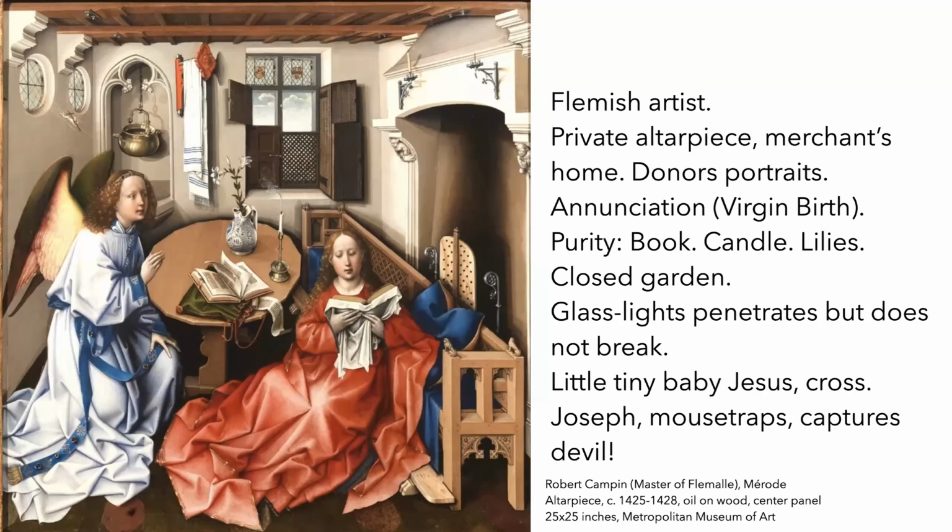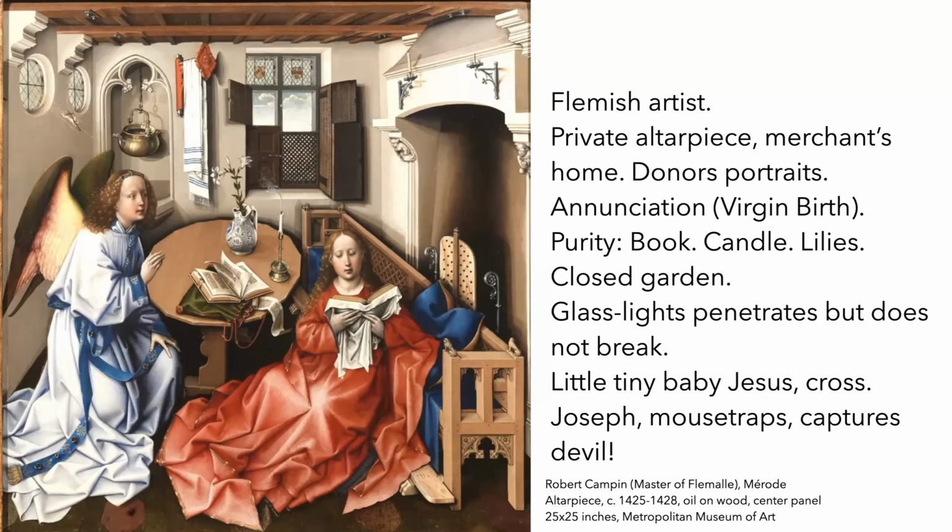Then the other symbol that shows up over and over again is the idea of glass, okay? So I can have a glass vase, I can have glass windows, I can have both, because the idea is that something goes through glass, but it doesn't break the glass. So Mary can have baby Jesus while she still stays a virgin. So glass is going to show up over and over again.